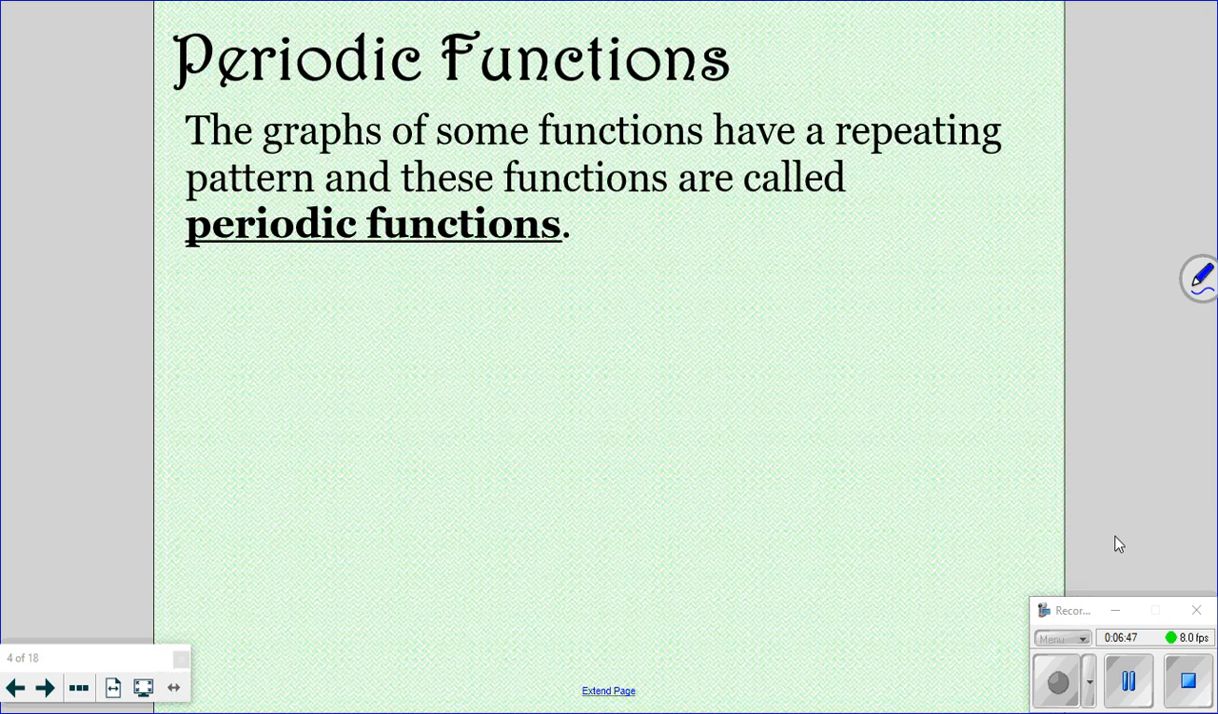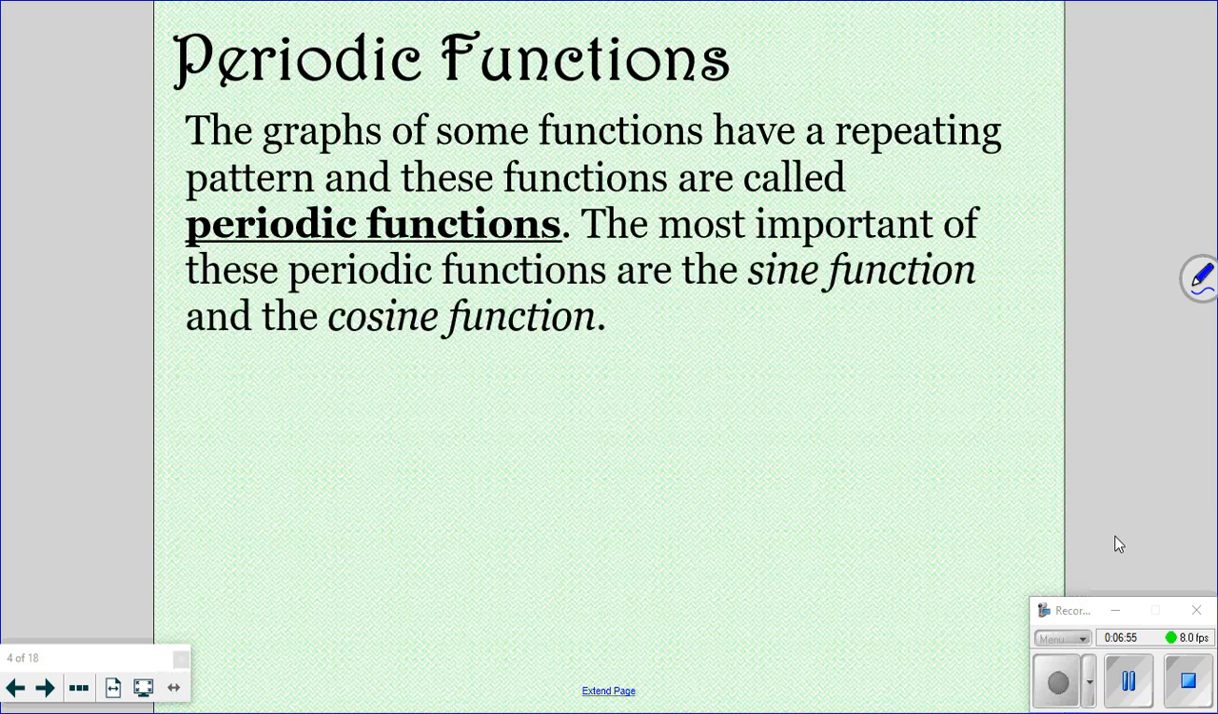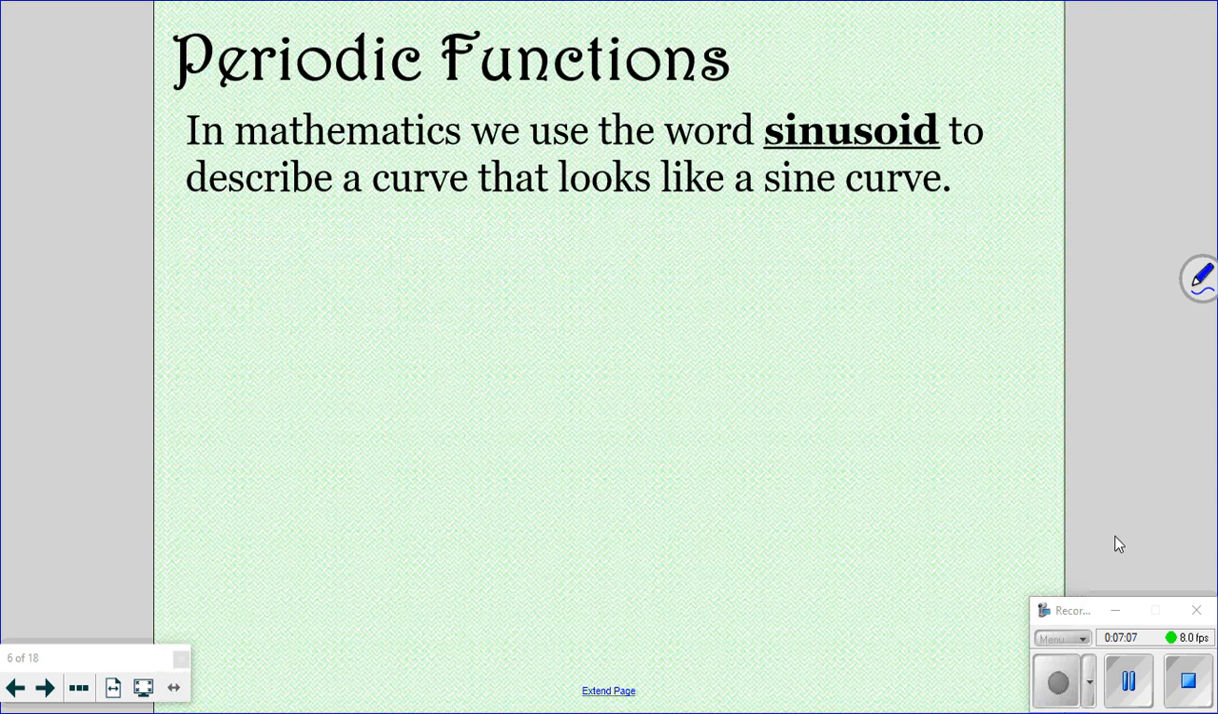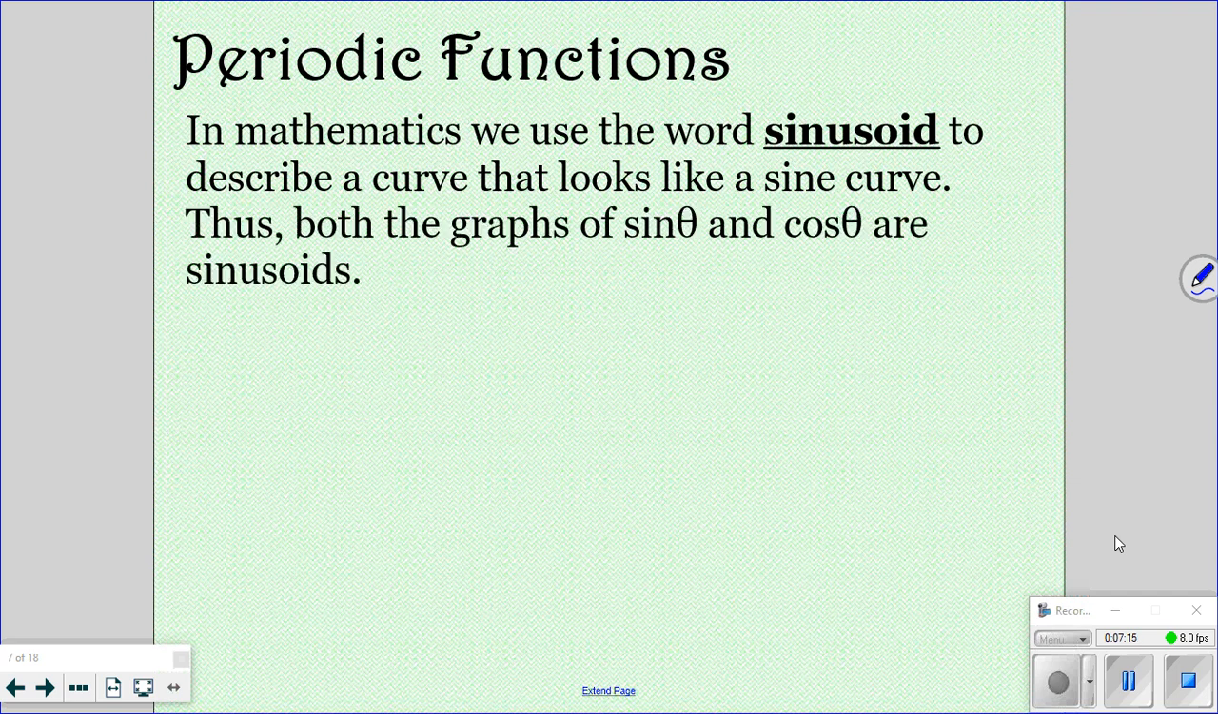Alright, so looking at periodic functions. For some functions, the graphs of them have a repeating pattern, and they are called periodic functions. The most important periodic functions are the sine and cosine. They are going to repeat over and over again. In mathematics, we're going to use the word sinusoid to describe a curve that looks like a sine curve. But both sine and cosine are actually called sinusoids because they both look very similar. And so those are both two examples of periodic functions, and specifically they're called sinusoids.